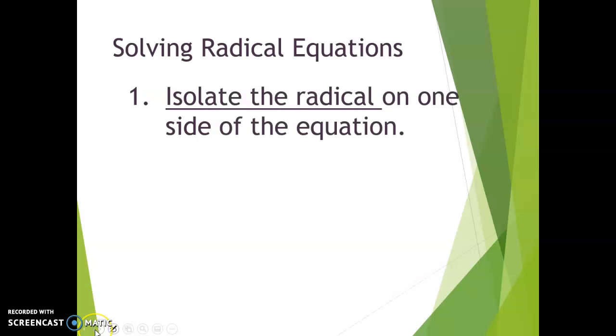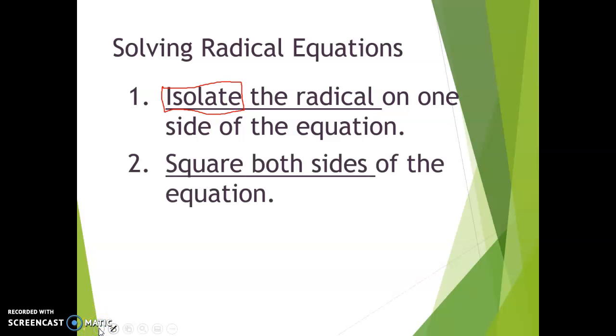When solving radical equations, these are the steps we're going to follow. First, we're going to isolate the radical on one side of the equation. Just like in our simple equations we saw at the beginning here, we isolated the variable term. Now we're going to isolate that radical term. After we have done that, we are going to square both sides of the equation. Remember that squaring is the inverse operation of taking roots, so we want to square both sides to get rid of that root.